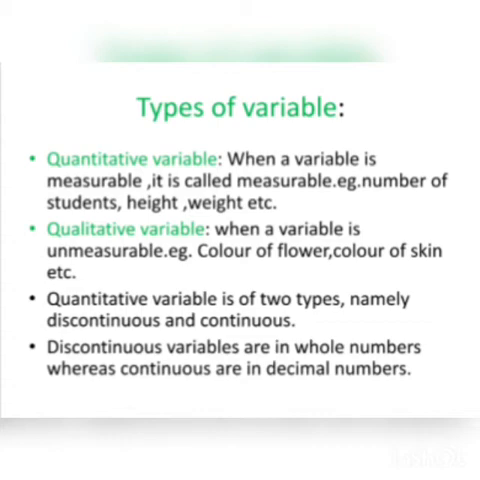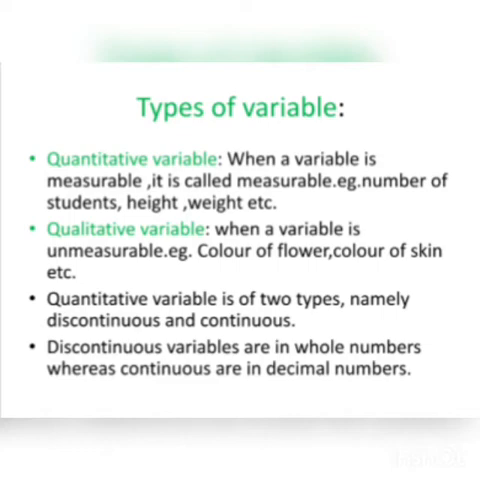And the qualitative is the second type, in which the quality of that variable or that product is taken. For example, the color of a flower, the color of skin, all these are unmeasurable, they are not measured. We just observe that variable and collect that data. So this is not very common in our statistical study. The quantitative variable is the one which is very commonly studied.